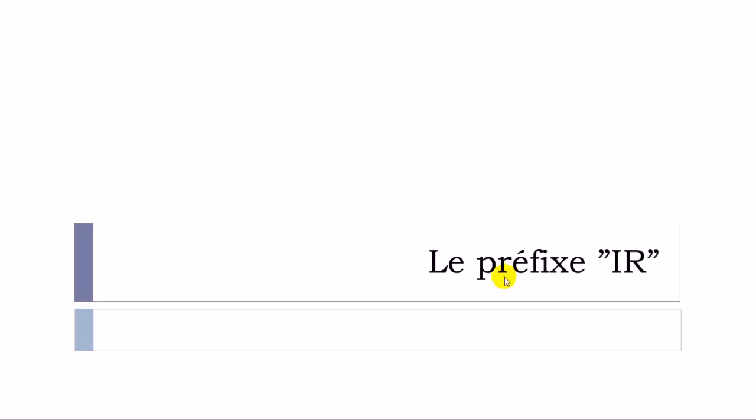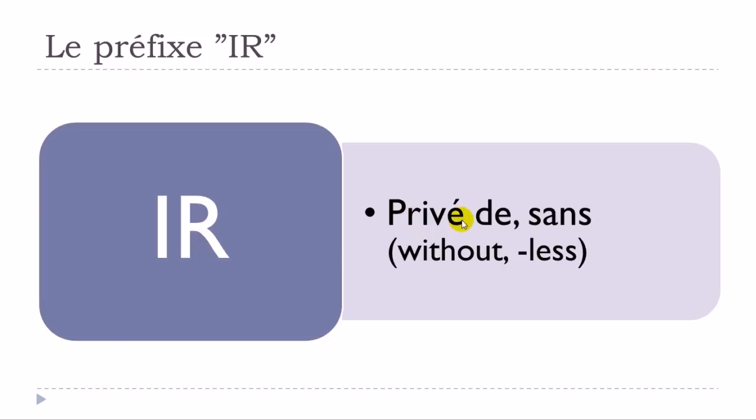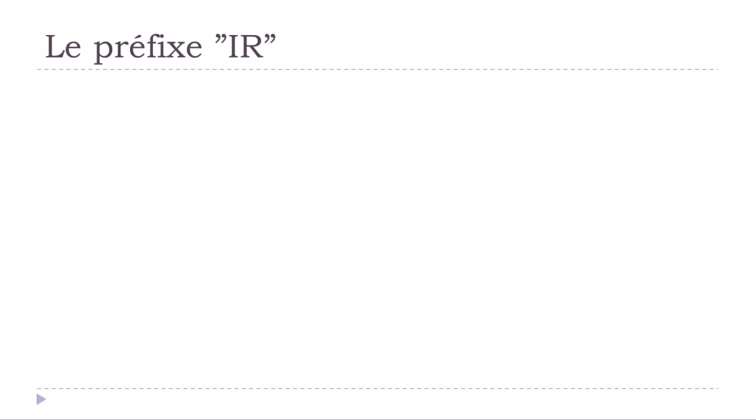Le préfixe IR, and the good news is that it will be the last video for this chapter of prefixes. If you remember, when we're talking about prefixes, we're talking about letters, like in that case IR, that you add at the beginning of an existing word, and by adding these letters you modify the original meaning of the word. In that case, we're talking about words that start with R, and the meaning will be "privé de" or "sans."